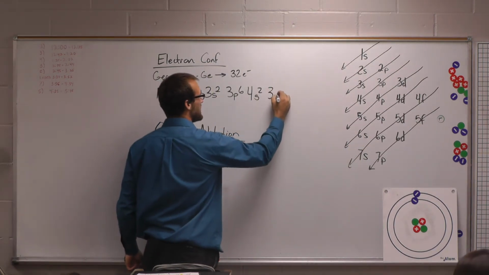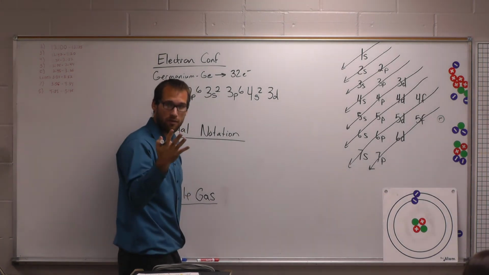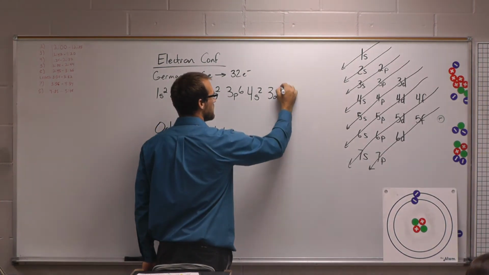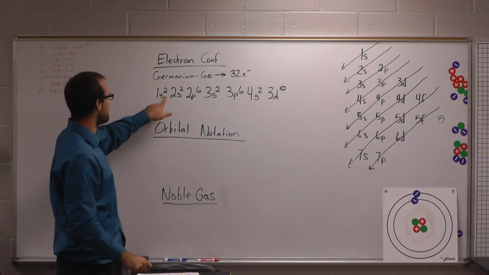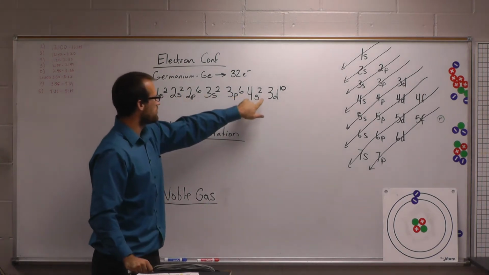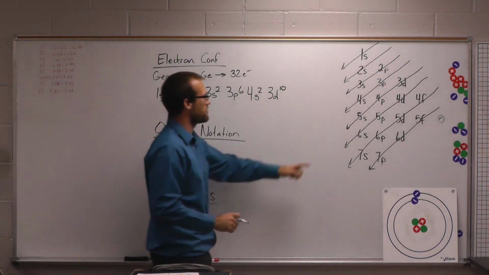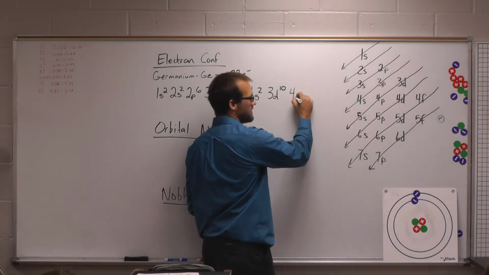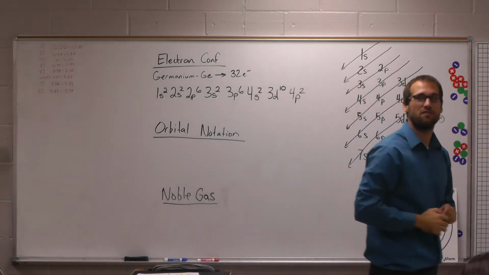How many can fill the d? 10, right? Because it has 5 orbitals, 2 each. So you got 10. Where are we at? We're at like 30 something, aren't we? Yeah, 30. Exactly. 10, 20, 30. Okay? We need 2 more electrons. What comes after 3d? 4p, and we would finish by putting how many in there? 2.